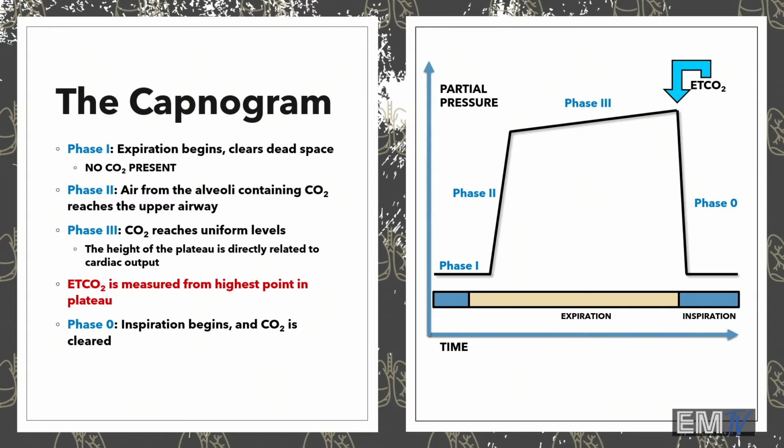And then the last phase is considered phase 0. This is when inspiration begins, and because our monitor only detects carbon dioxide, as we inhale, that carbon dioxide is pulled back into the alveoli. Remember, there's a small bit that is in atmospheric air, so the waveform kind of drops back down to baseline. So this is a normal shape of a capnography waveform.